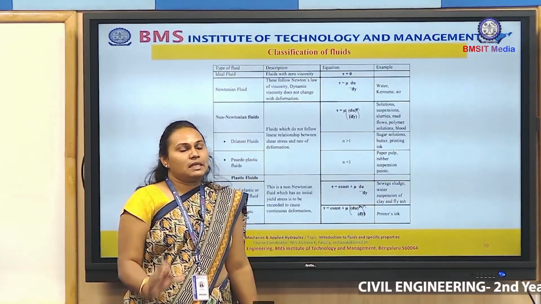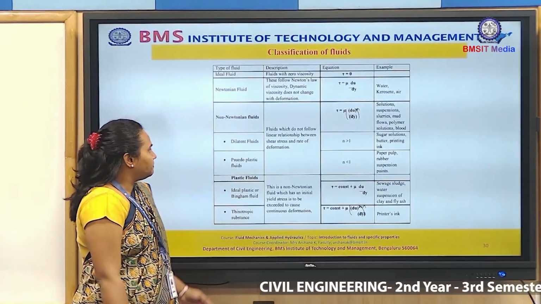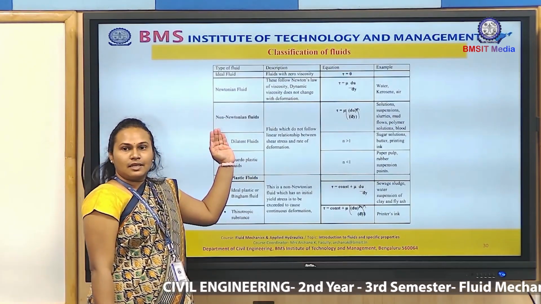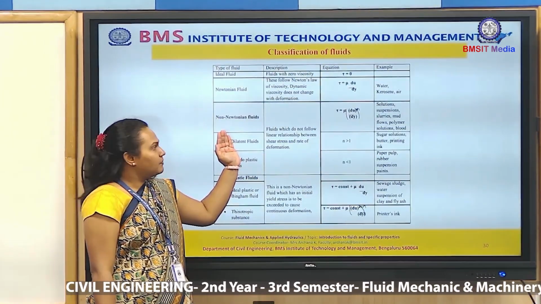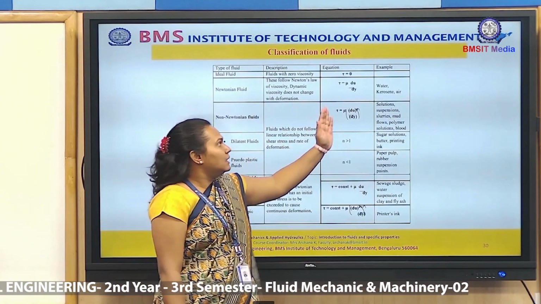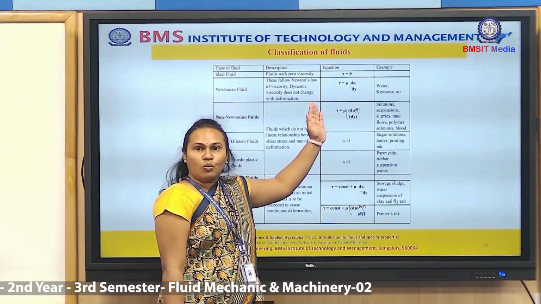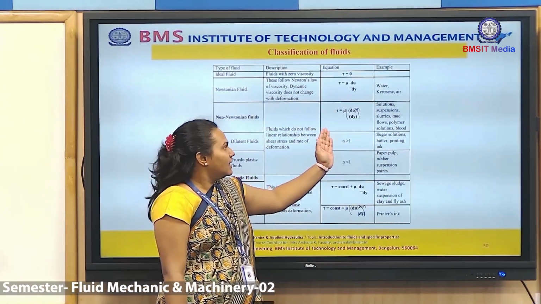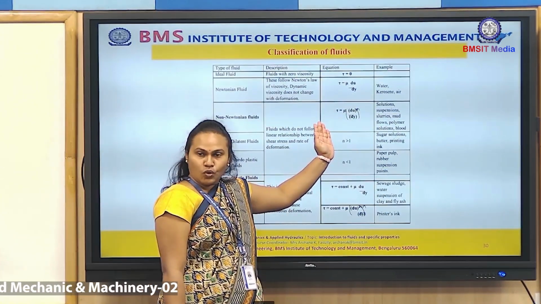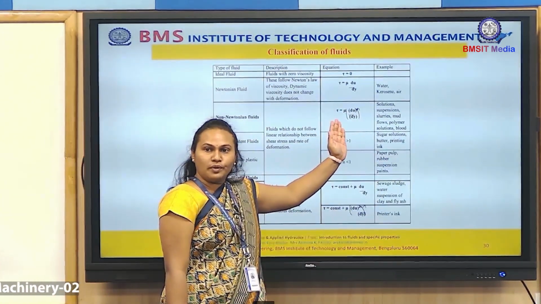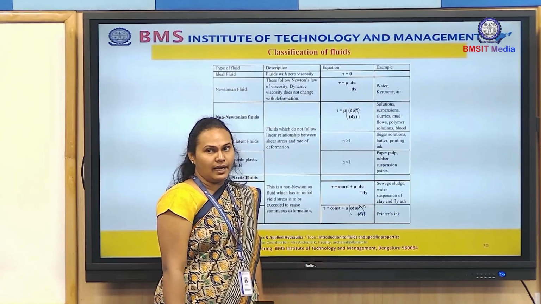Water is a very good example for Newtonian fluid. The next classification is the non-Newtonian fluids. These do not follow the linear relationship between tau and velocity gradient. Instead, the equation for non-Newtonian fluid is tau is equal to mu into (du by dy) whole power n.